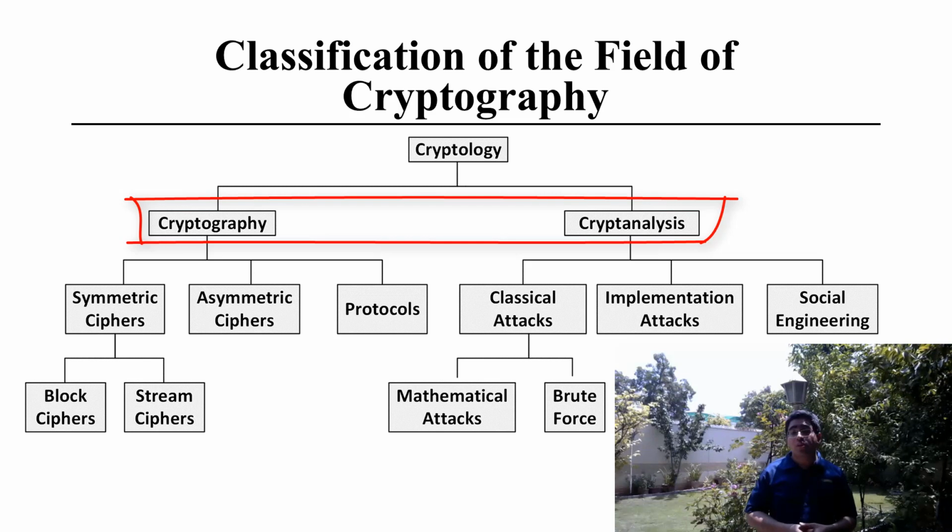Any clues as to what is the difference between the two? Well, the answer to that is, the first is the good guys and the second branch is the hackers trying to break in. So if we drill down into cryptography, we have symmetric, asymmetric, and protocols.